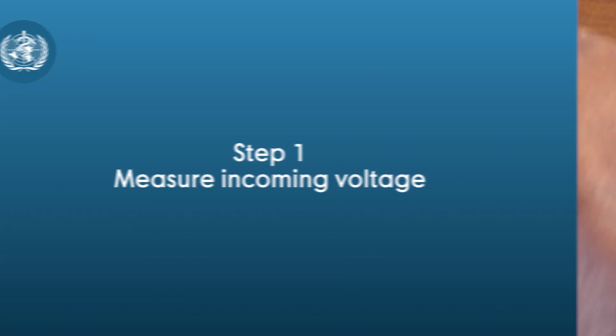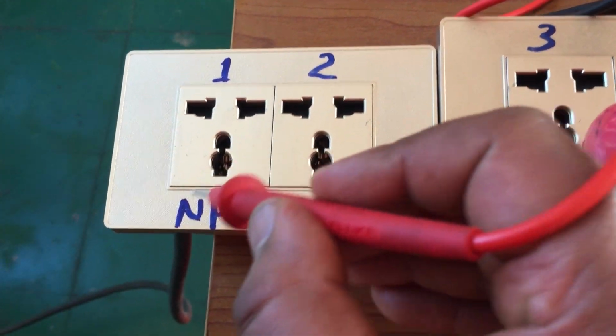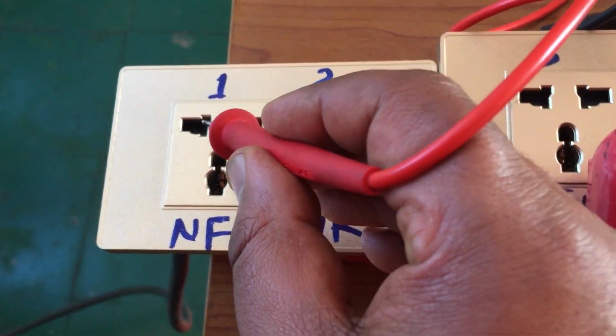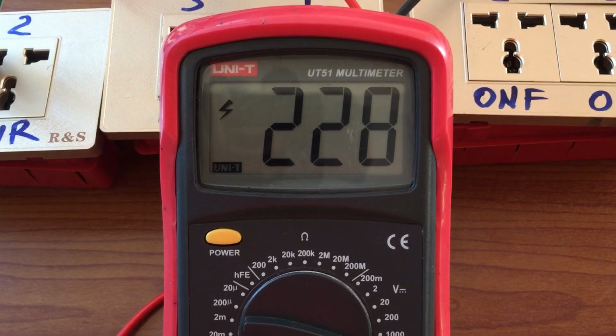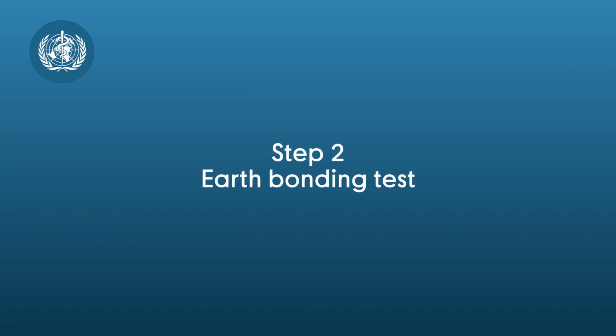Step 1. Measure the incoming voltage from the power source by using the VAC setting on the multimeter. Verify that this measurement is within 10% of expected incoming voltage. Step 2.